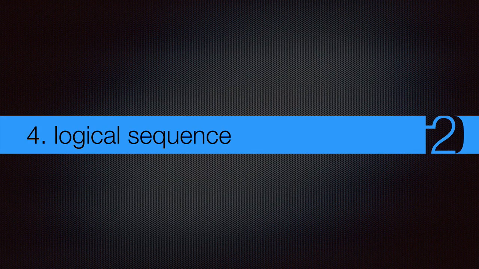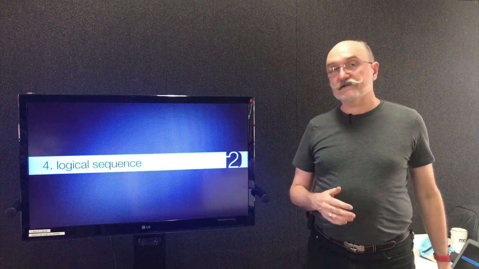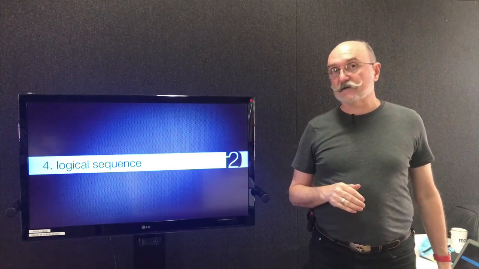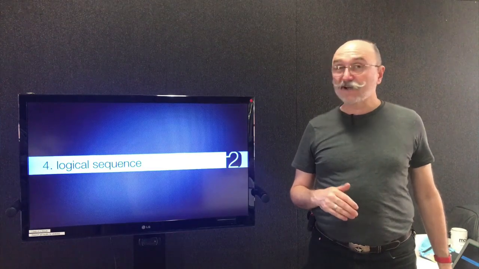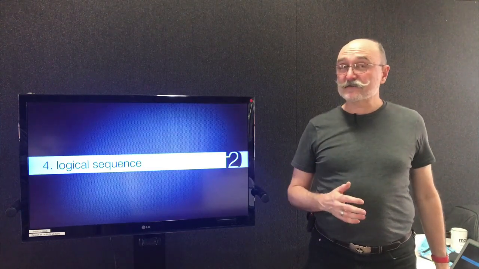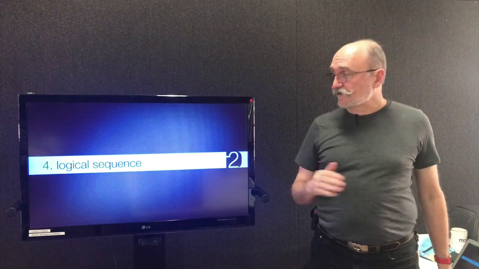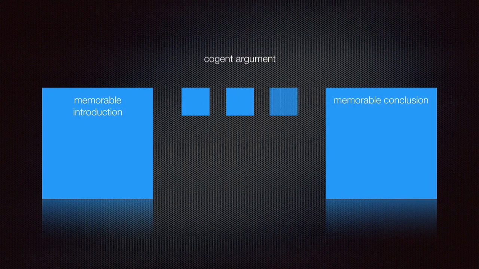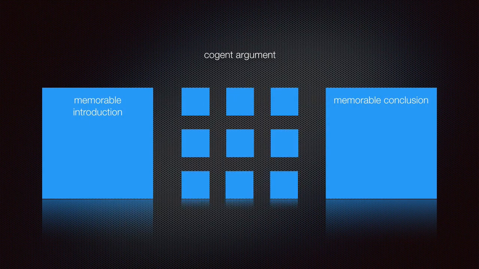Logical sequence. As I mentioned at the outset, having a sequence of images is super important in this. So knowing what you're going to do ahead of time, you can't skip around the slides once the presentation is underway. Well, you can't skip around the slides and look professional. So you really want to have this stuff planned out in advance. And so really that's about having a memorable introduction, a memorable conclusion, and a cogent argument that strings those two points together.